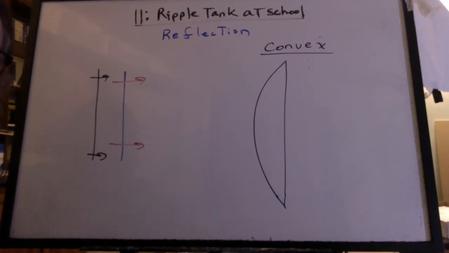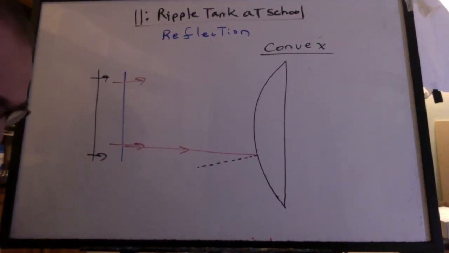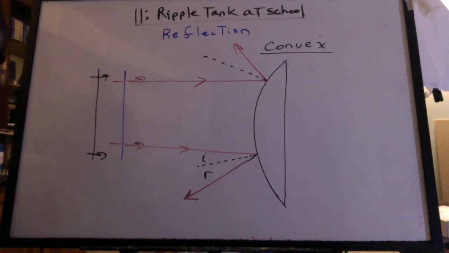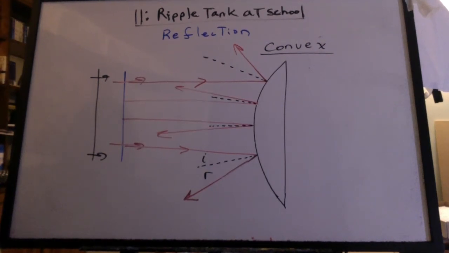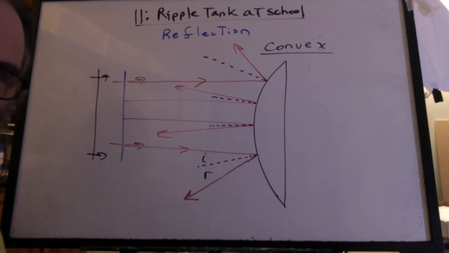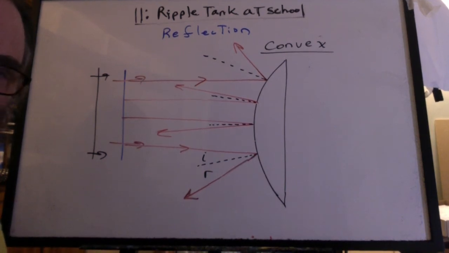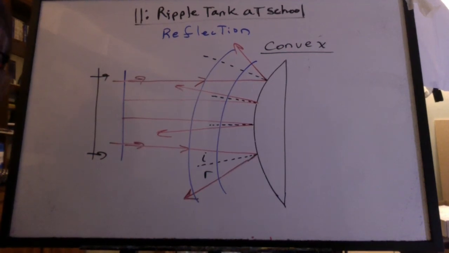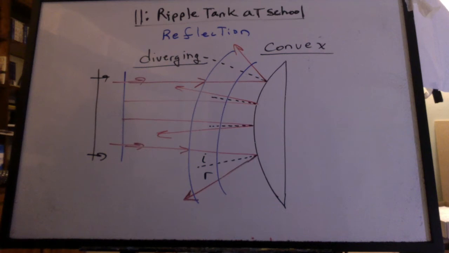We can explain this by drawing the rays. We draw a ray, we put in a normal line, and measure the angle of reflection to be equal to the angle of incidence. We can do the same thing with another ray. In fact, all of the rays will do the same thing. The normal line is going to be different for each one of these depending on where it is on the surface, because the surface is curved. So we can see that the reflected waves spread out. And we say that the convex reflector is diverging.